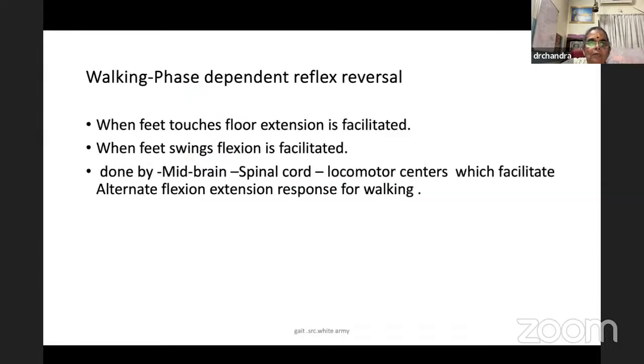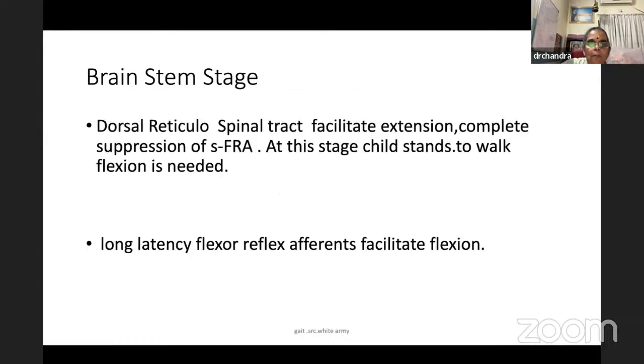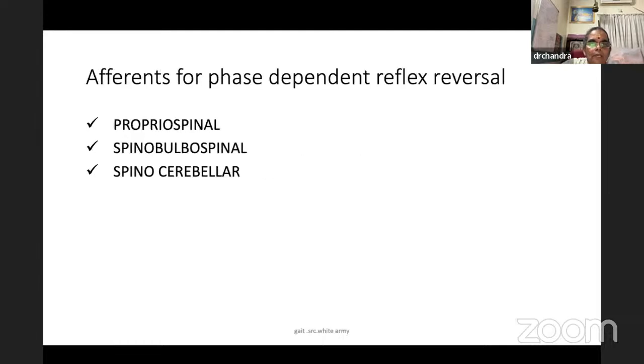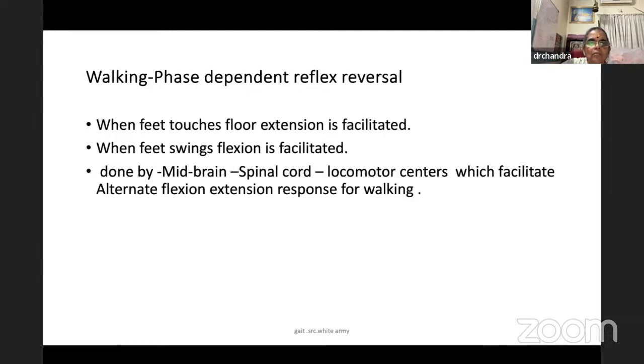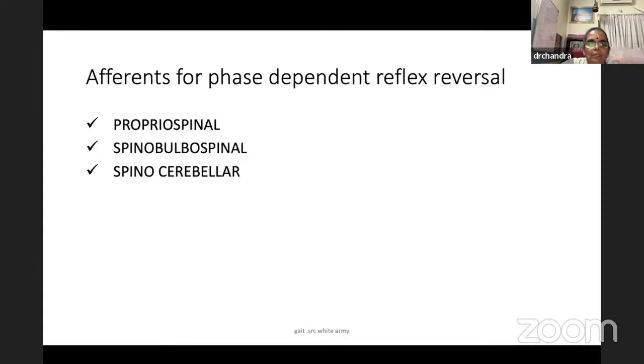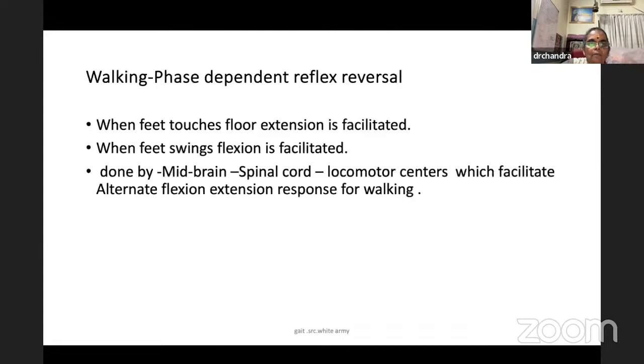So afferents for this. The body should know which part is in flexion and which part is in extension. For that, when the foot touches the floor, extension is facilitated. So when one foot touches the floor, in that leg there is extension. That is the trigger. When the foot touches the floor, that becomes the trigger and the information is sent through the propriospinal afferent pathways.